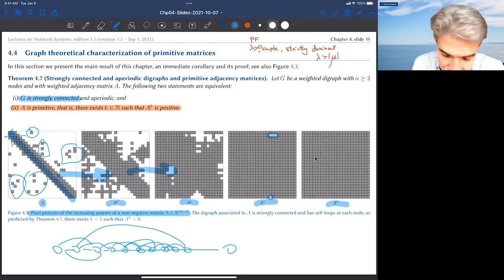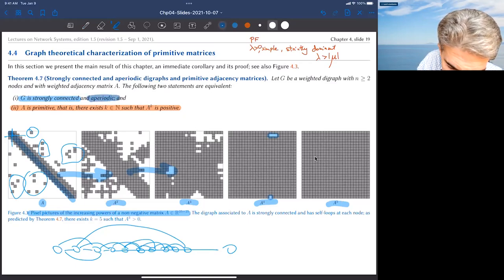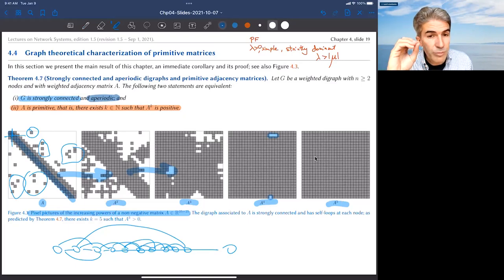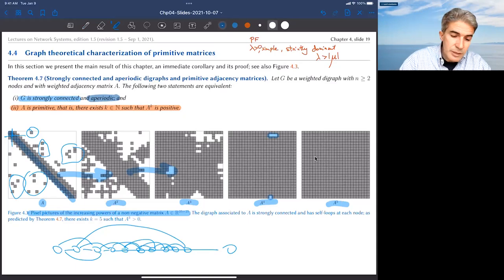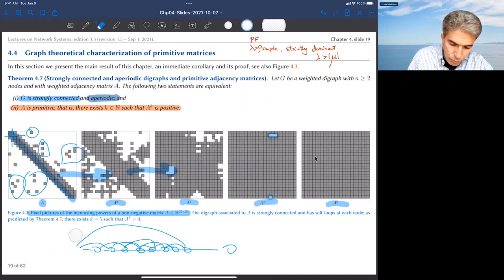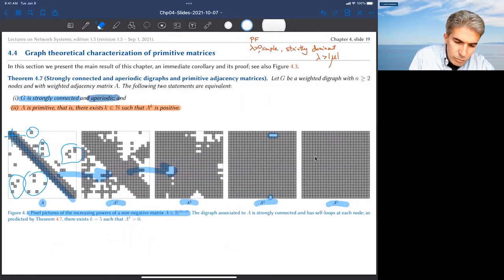And that property is precisely the aperiodicity property. So that's this property here, aperiodic. So in the old theorem about irreducible matrices with many, many characterizations, you just need to add one more property. You need aperiodicity, and that gives you full success. Your matrix is primitive. Before I leave this topic, and I'm going to skip the proof, let me make a couple of comments on this property.